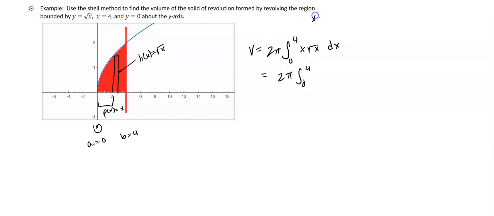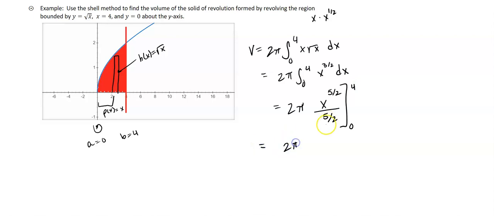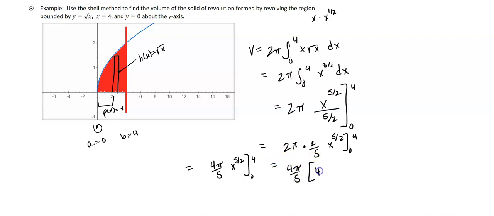Now remember, this is x times x to the 1/2. So this is going to be x to the 1 plus 1/2, or 3/2 power. And when I integrate that, I'll have x to the 3/2 plus 1, which is 5/2, divided by 5/2 from 0 to 4. 5/2 flips to be 2/5. And I'm really looking at 4 pi over 5 x to the 5/2 from x equals 0 to x equals 4. So this gives me 4 pi over 5 times 4 to the 5/2 minus 0 to the 5/2.